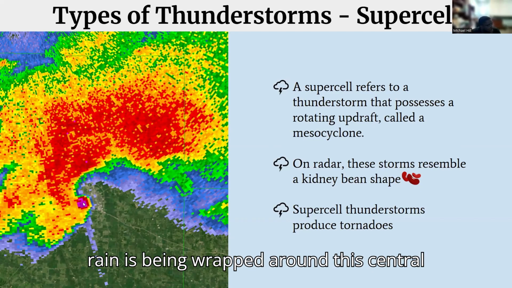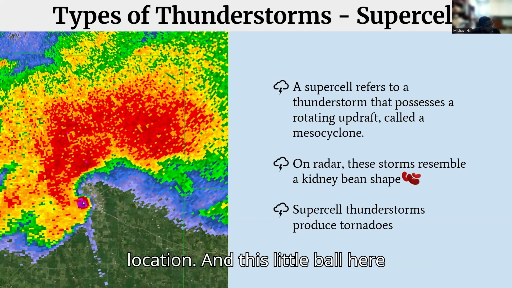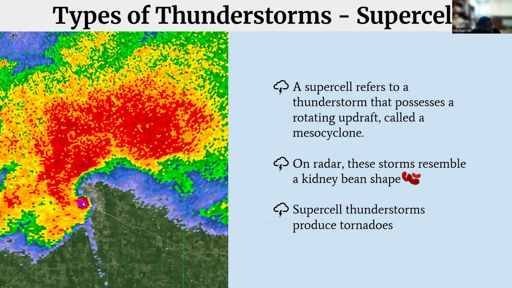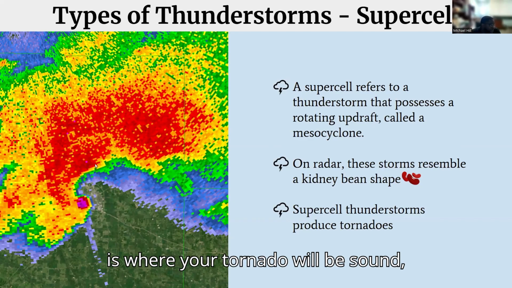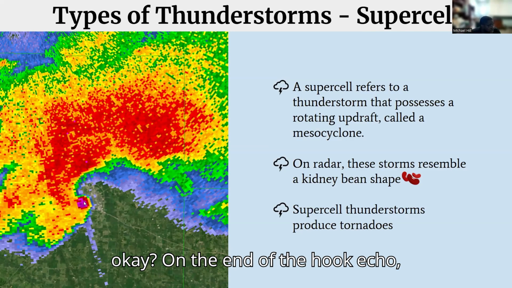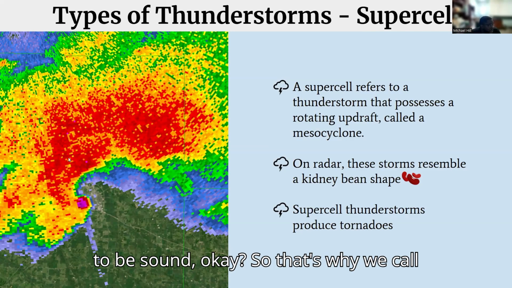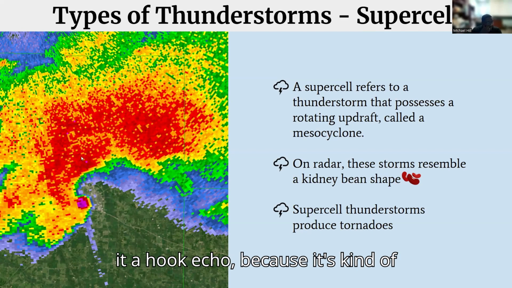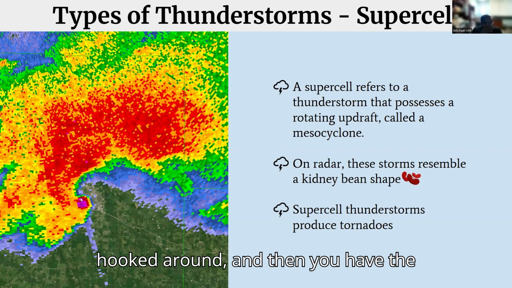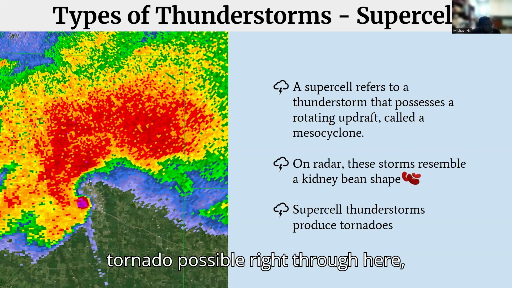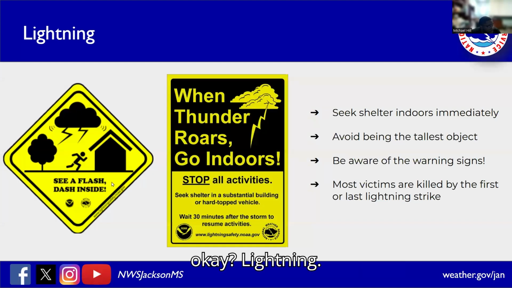The rain is being wrapped around this central location. And this little ball here is where your tornado will be found, okay? On the end of the hook echo, generally, is where your tornado is going to be found. So that's why we call it a hook echo, because it's kind of hooked around, and then you have the tornado possible right through here, okay?